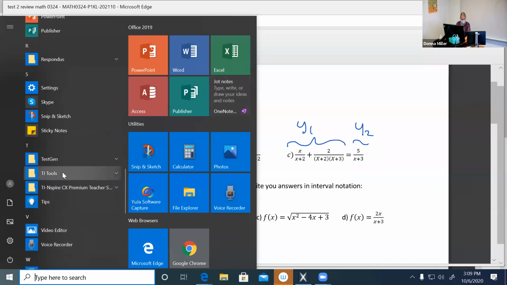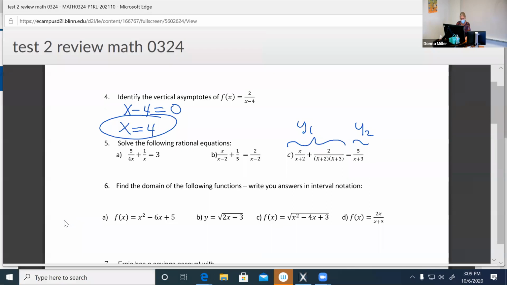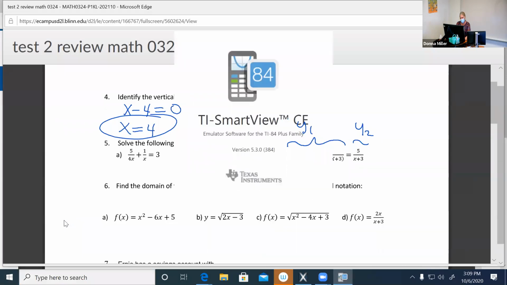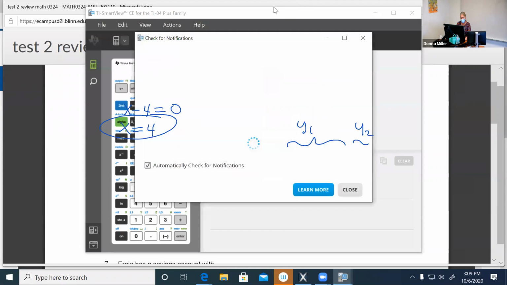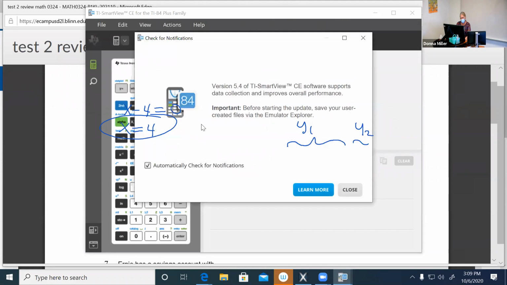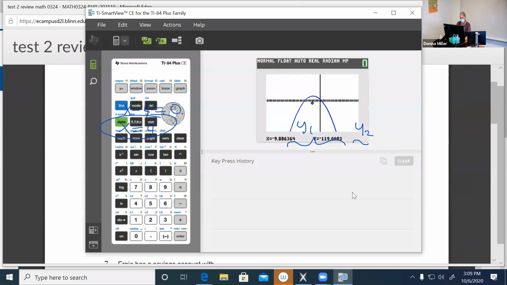Tools, Smart View. Okay, come on. Being really slow today. There it goes. All right, I'm going to close that. I'm going to move this.